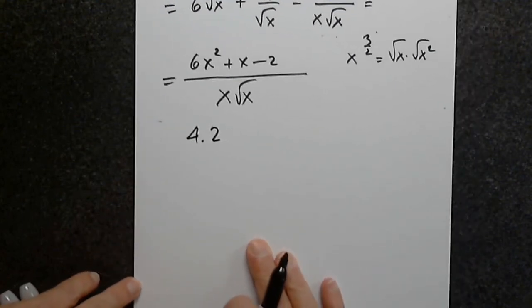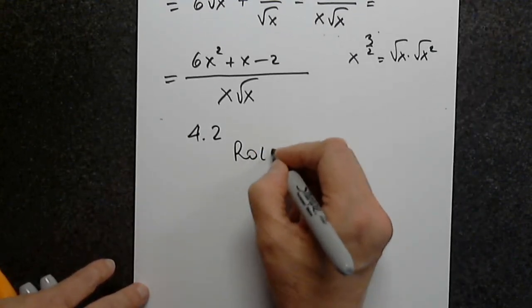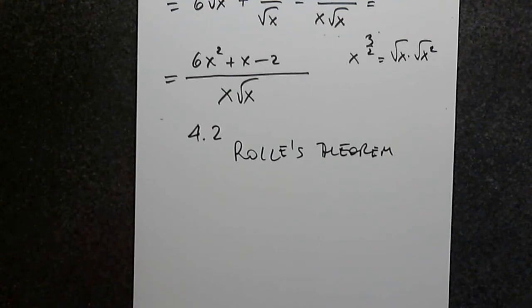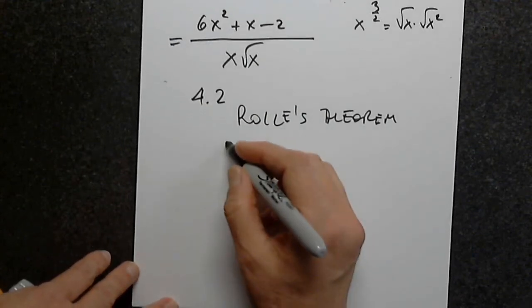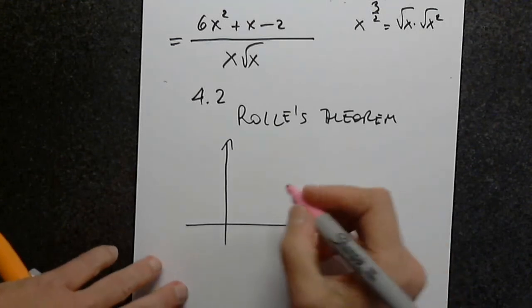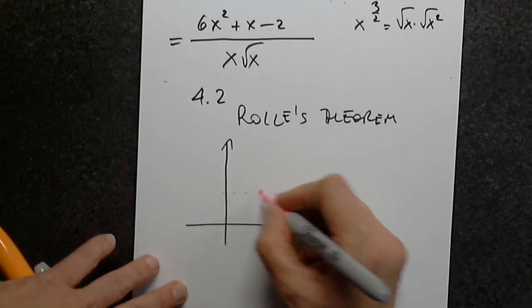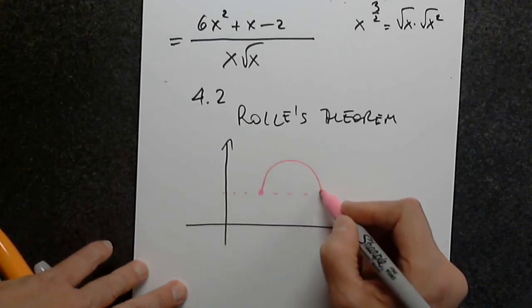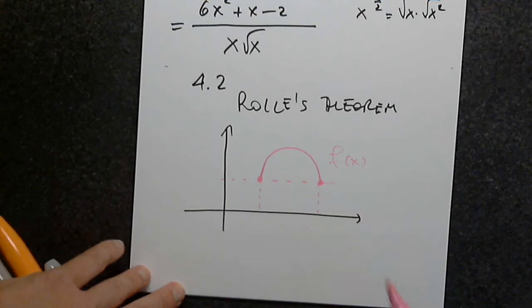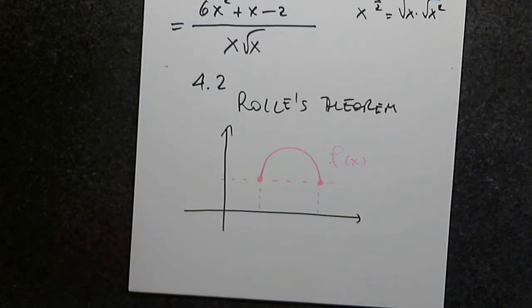4.2 deals with two theorems: Rolle's theorem, and later on the mean value theorem. For the moment, let's talk about Rolle's theorem. Let's take a look at the following scenario. No, I'm not going to graph our best friend. There is something else, finally. Here's a function between a and b.